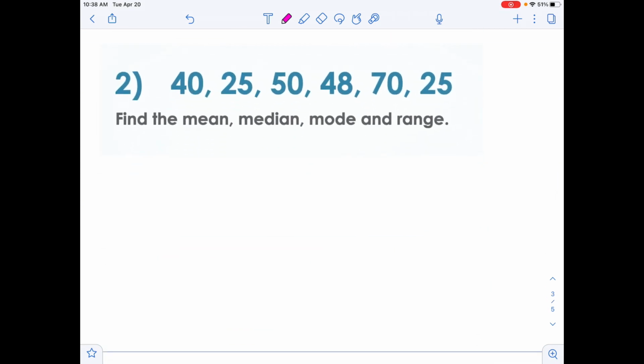Number 2, we're given a set of data and it says find mean, median, mode, and range. First thing I'm going to do is sort this from least to greatest. So I have 25, 25, 40, 48, 50, 70.